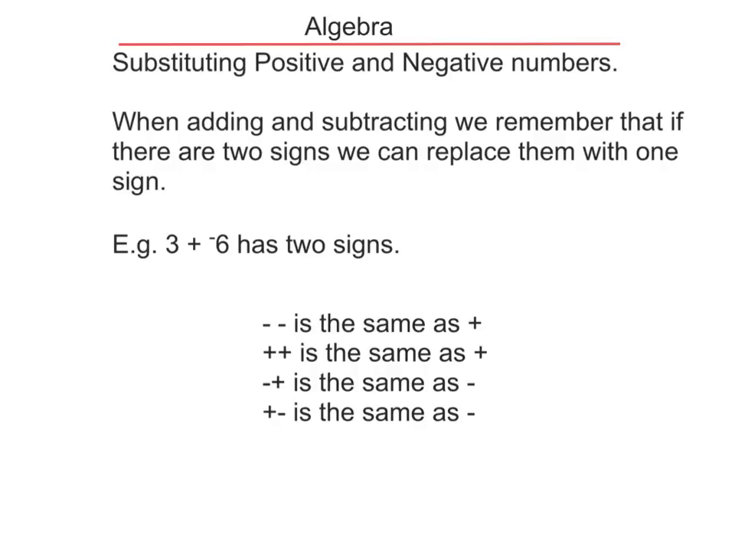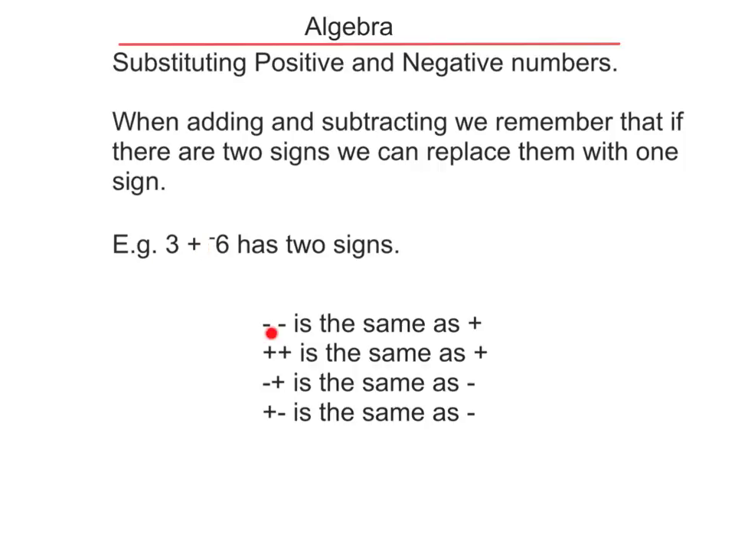In algebra, we often have positive and negative numbers to substitute into an expression or a formula. When adding and subtracting, we remember that if there are two signs, we can replace them with one sign. For example, in this expression here, we've got 3 plus negative 6. The plus and the negative are next to each other. They both apply to the 6. So we can actually replace those two signs with one.